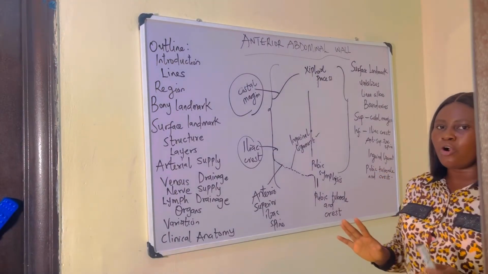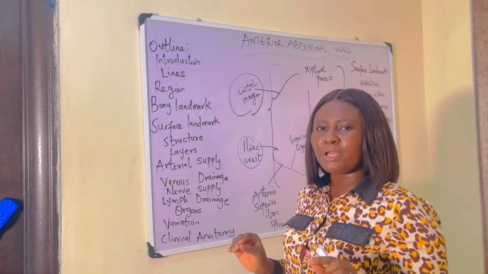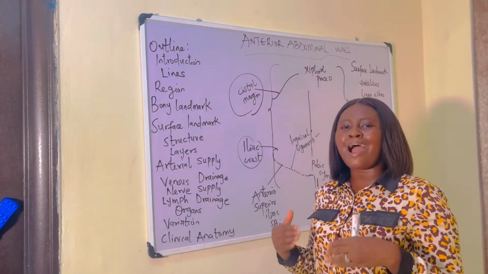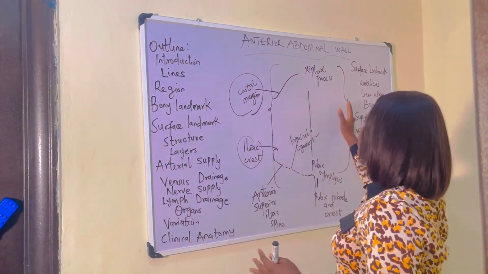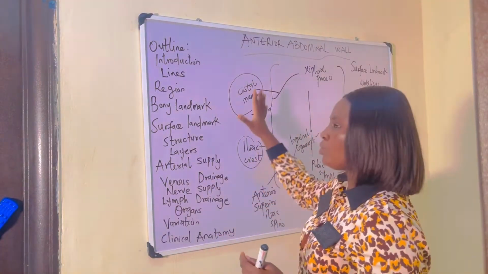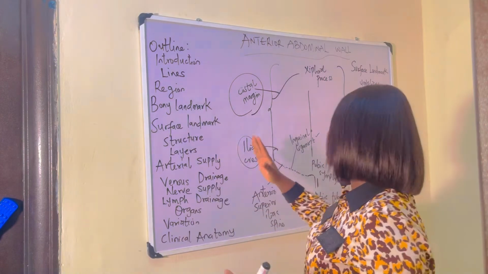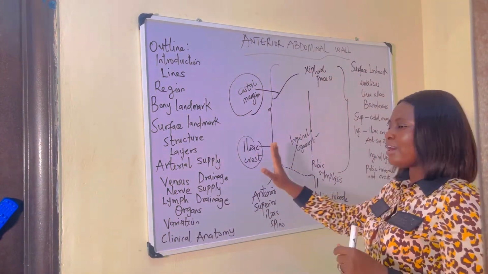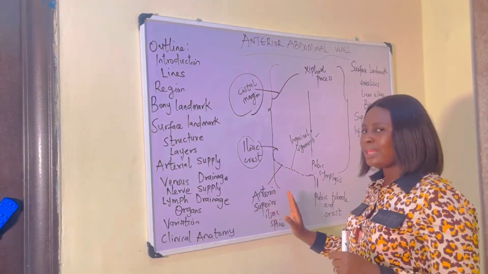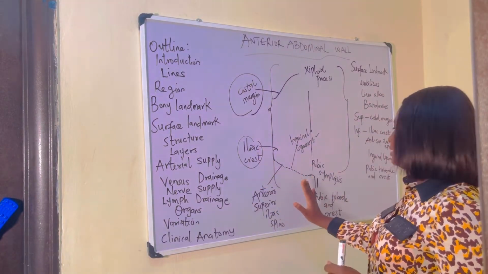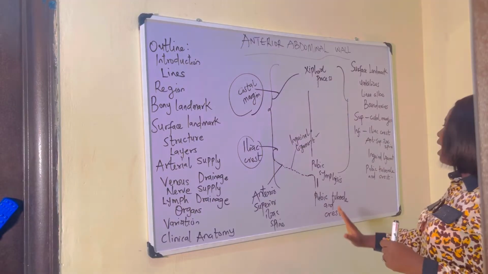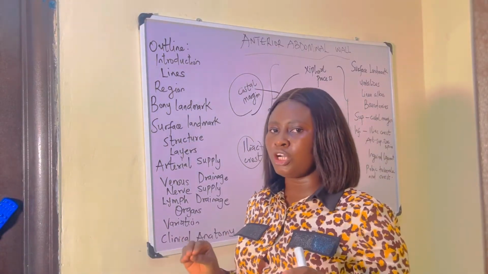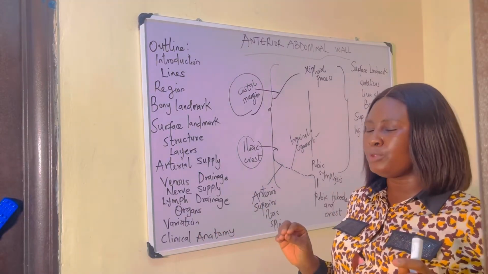The surface landmarks of the anterior abdominal wall include the umbilicus and the linea alba, and it presents a superior boundary and an inferior boundary. So superiorly, the anterior abdominal wall is bounded by the costal margin formed by costal cartilages. Okay, and inferiorly, it is bounded by the iliac crest, the anterior superior iliac spine, the inguinal ligament, pubic tubercle, and the pubic crest. So having talked about that, let's talk about the structures of the anterior abdominal wall.